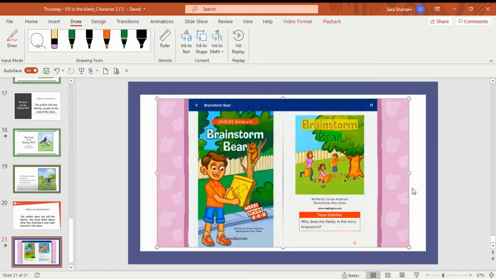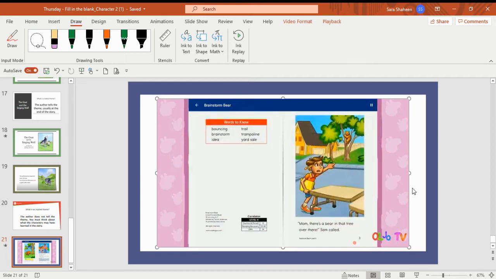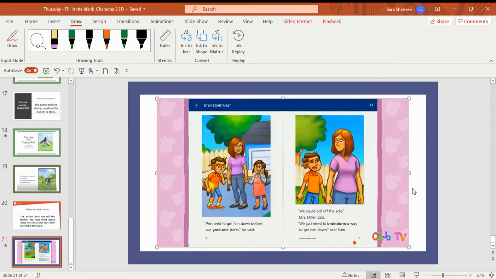Brainstorm Bear, written by Tom Anderson, illustrated by Dennis Jones. Focus question: why does the family in the story brainstorm? There's a bear in that tree over there, Sam called. We need to get him down before another scene starts.